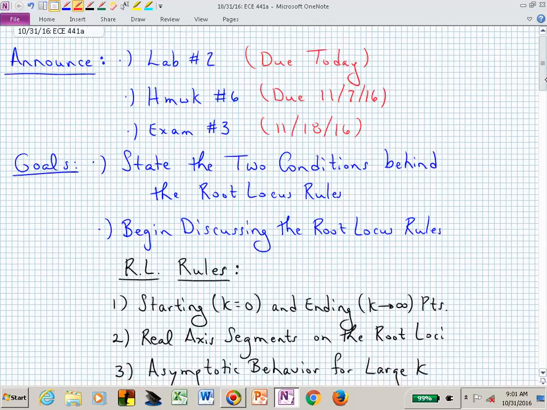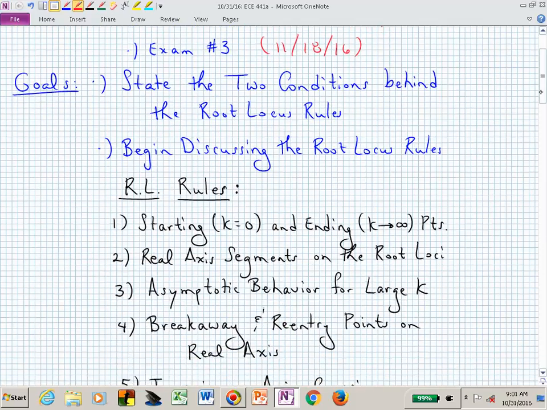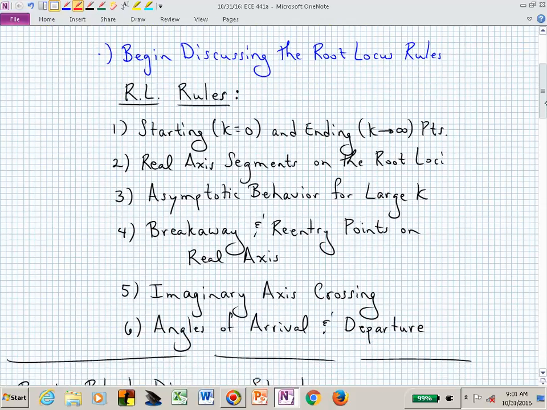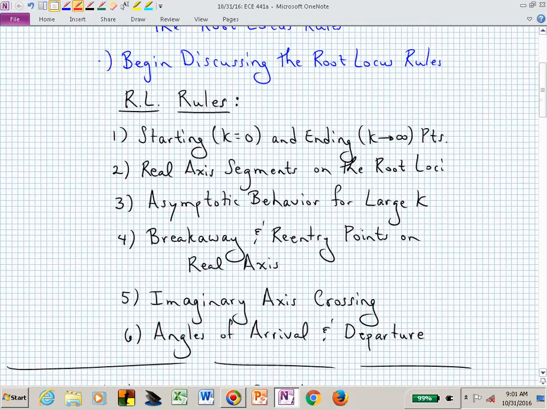That's where we're headed, but before we get there, I want to review the 2 conditions behind the root locus rules, and those are the magnitude condition and the phase condition, and I'll quickly slide through that. And then we will start discussing these various rules. And these rules are not hard and fast in that they always have to be applied or used. In some circumstances, you may not use them.